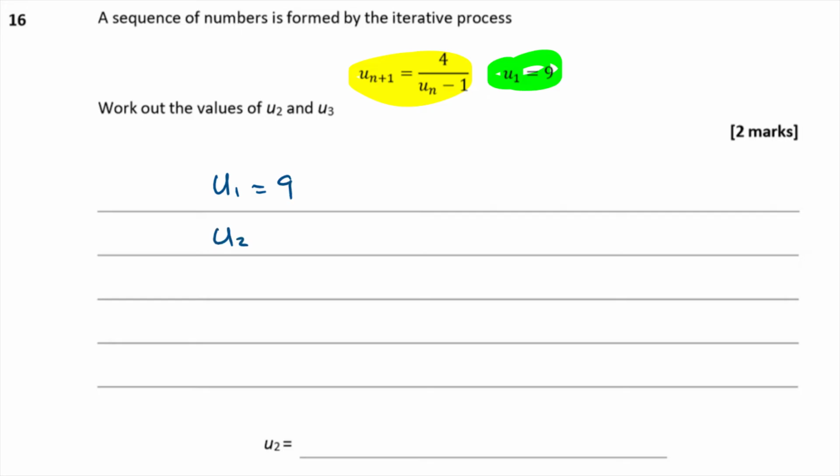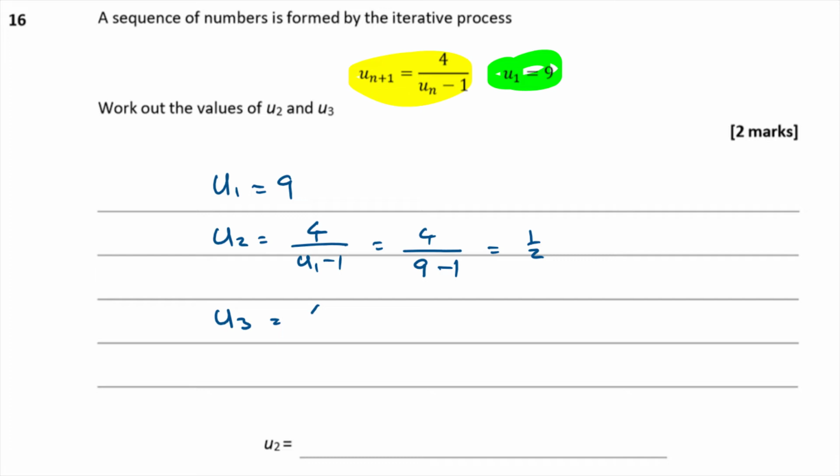Now u2 is going to be 4 divided by u1, minus 1, which is 4 over 9 minus 1. 9 minus 1 is 8. 4 divided by 8, that's the same thing as a half, isn't it? It's just going to be a half, or 0.5. Okay, so u2 is a half.